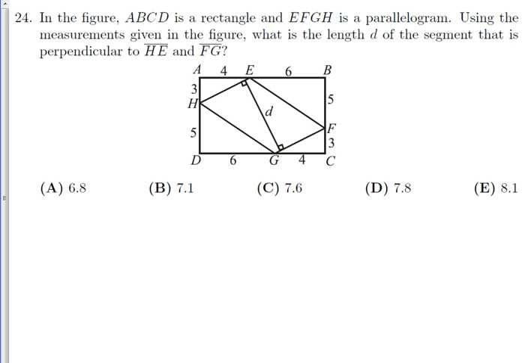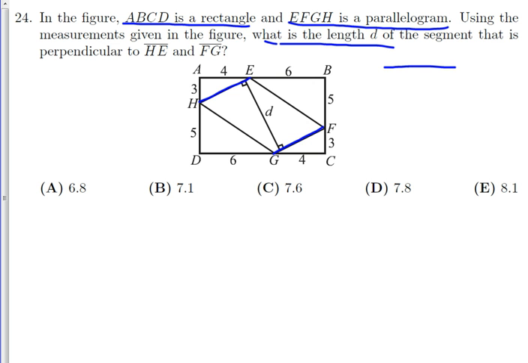It asks you at the end to find the length of D, and it says that you have a rectangle and a parallelogram. And then it gives you a bunch of information about these side lengths of the rectangle. And then that tells you also that D is actually at a right angle to FG and HE, which means it's what's called an altitude of a parallelogram.